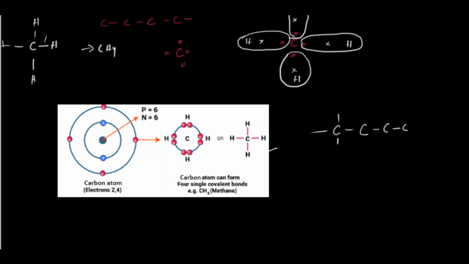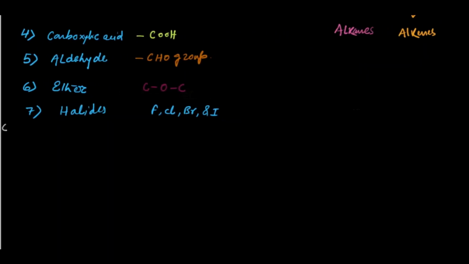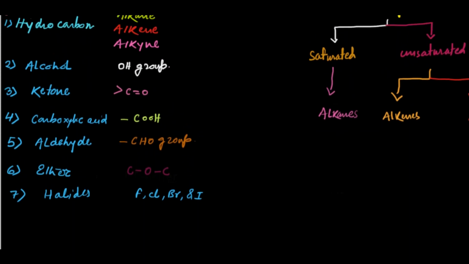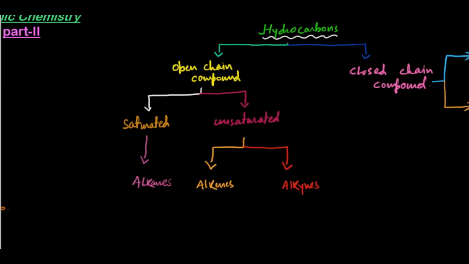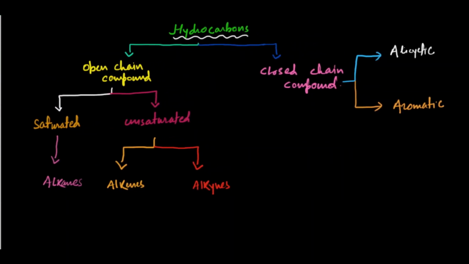Okay, so here we're going to understand hydrocarbon first. Let's see this one. Hydrocarbon, we're going to understand this one, and here we have fragmented it into different categories, you can see. So hydrocarbon, basically CH, has been fragmented into 2 categories. The first is open chain compound, and the second is closed chain compound. What is an open chain compound?